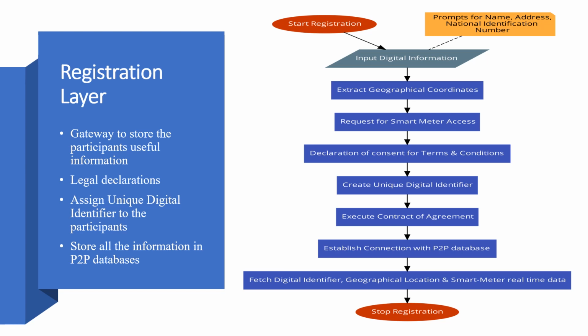And also the registration layer makes sure that proper consent is made between the participant and the P2P model in terms of the different legal declarations associated with trading energy peer to peer. After that, this registration layer shall create a unique digital identifier of that particular participant, which shall be circulated throughout the smart grid system in order to track their behavior in the energy market.